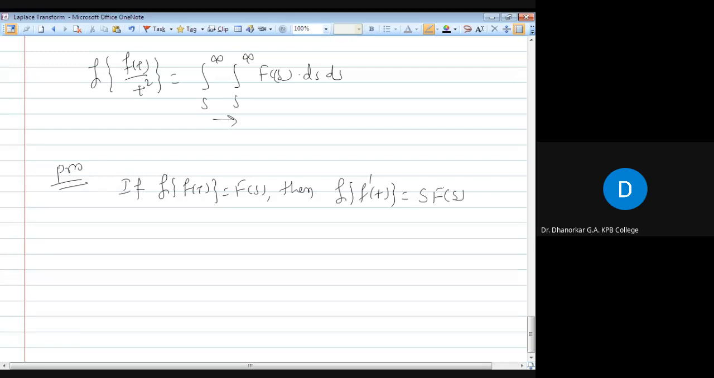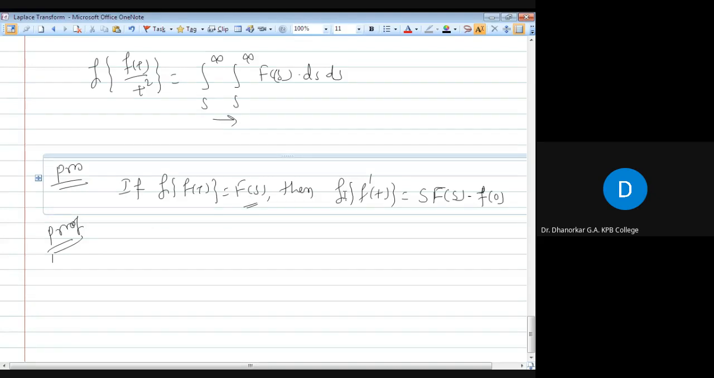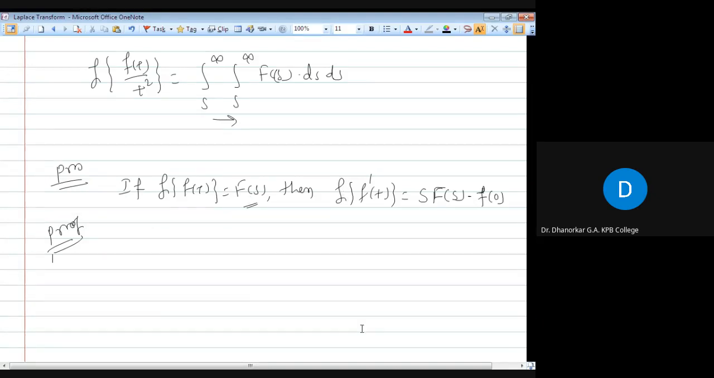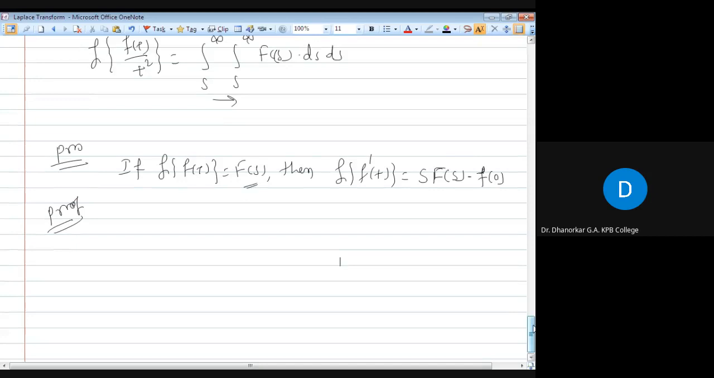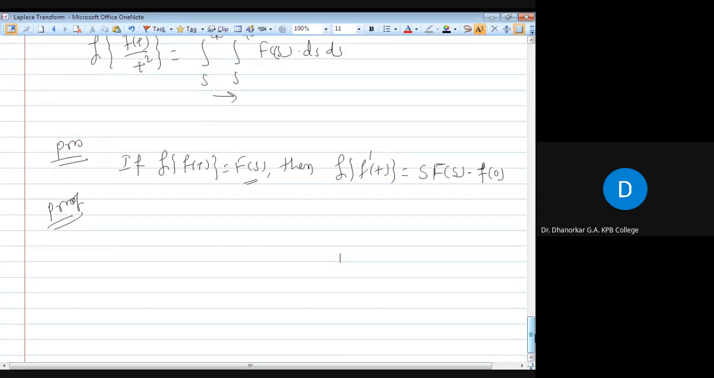Now you know the meaning of F of s. If I take capital F of s, this means the Laplace transform of f of t. Minus small f of 0. This is the initial condition of small f at 0. So if the Laplace transform of this function f of t is F of s, then the Laplace transform of f dash of t is equal to s into F of s minus f of 0.